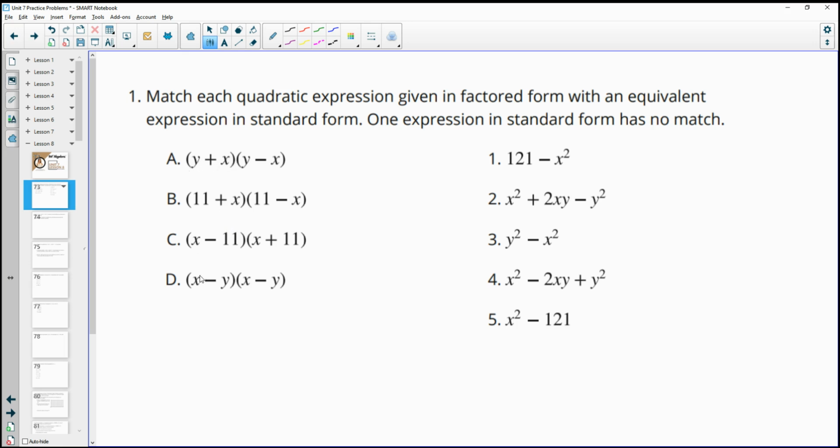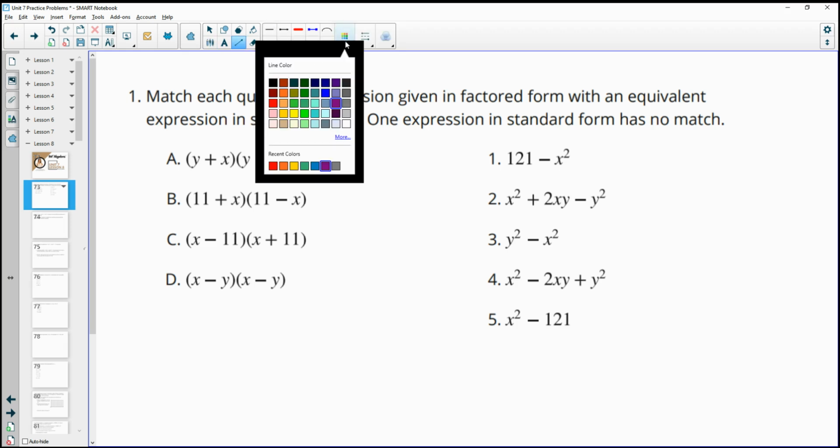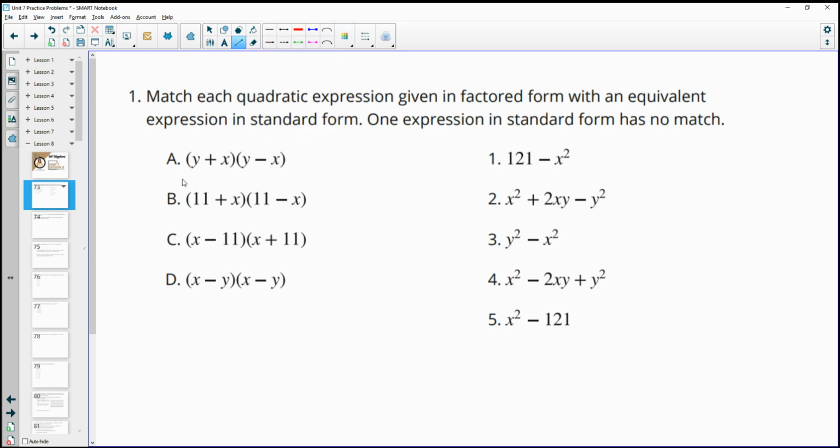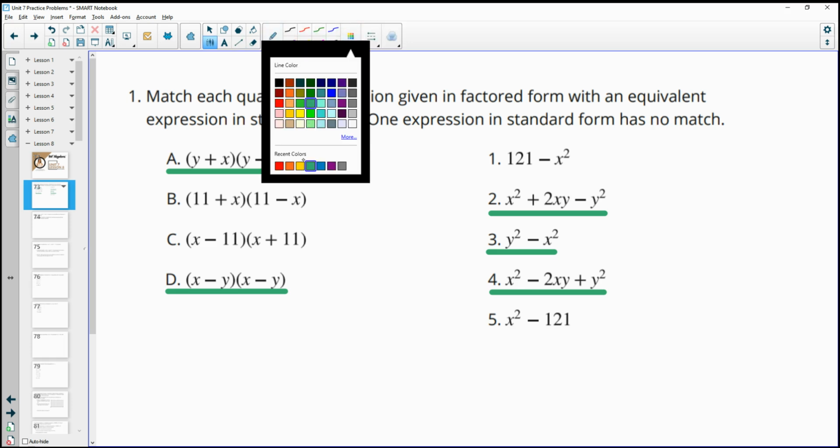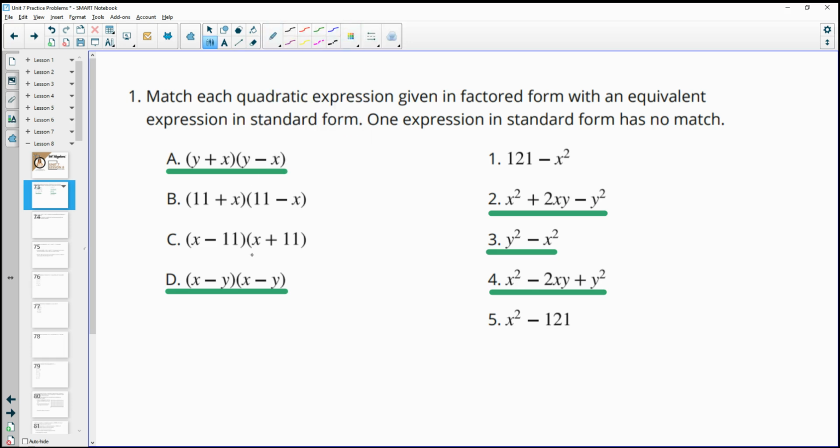So for A and for D, we see that they have X's and Y's, right? And no other numbers. And so we can narrow down the options for these. I'm going to underline this in green and this in green. The ones I'm looking at here would be the ones with X's and Y's in them. So this narrows down for A and D. Then the others are what we're looking at for B and C.